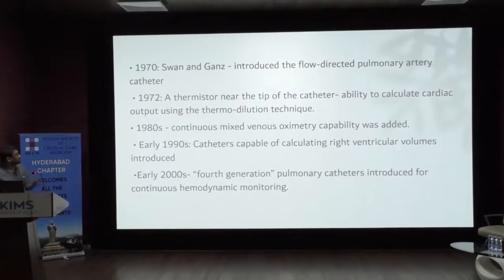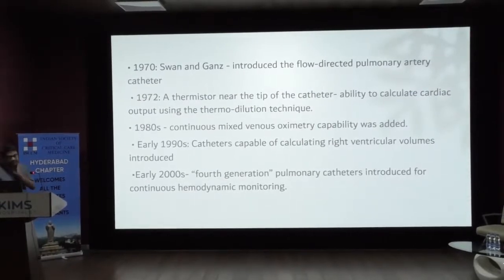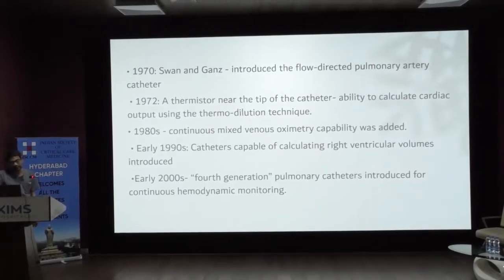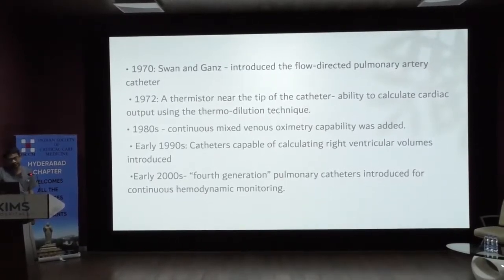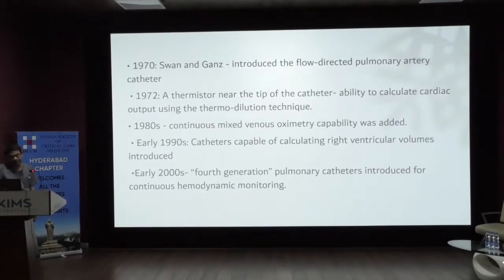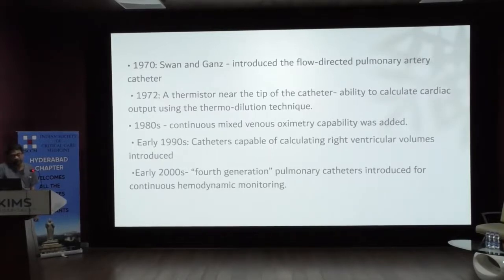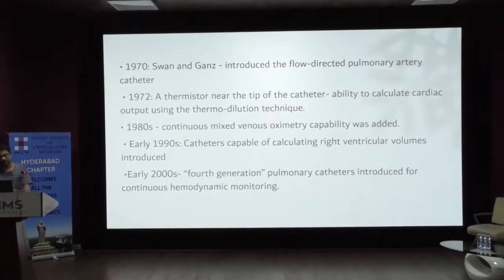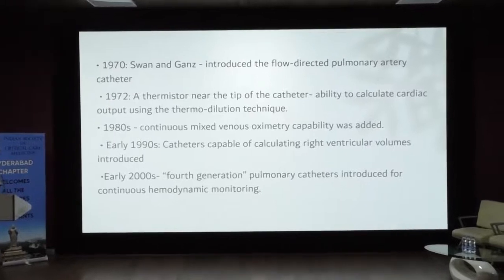And then coming to monitoring, Swan-Ganz in 1970, and a slightly updated version of that, with a thermistor near the tip of the catheter to calculate cardiac output. Then we came to monitoring of mixed venous oximetry. Then right ventricular volumes were introduced, and a fourth generation in 2000. Now we can say it is the golden era, with all the focus on monitoring.